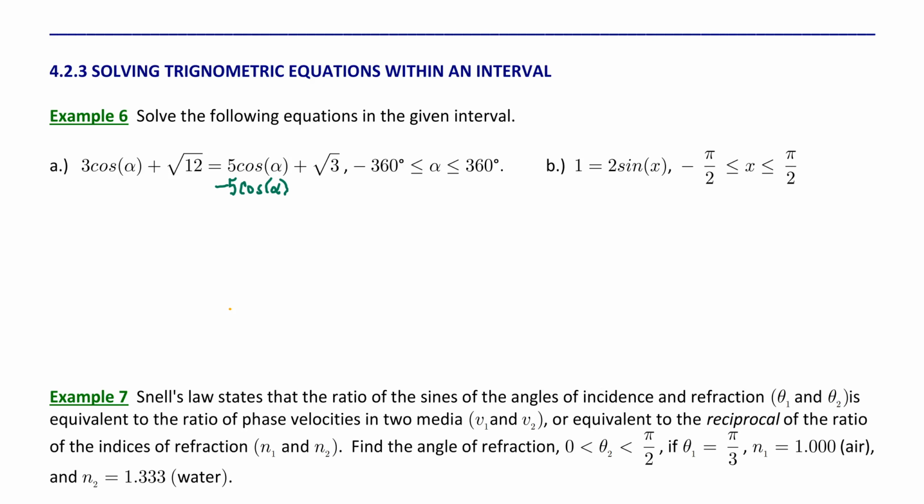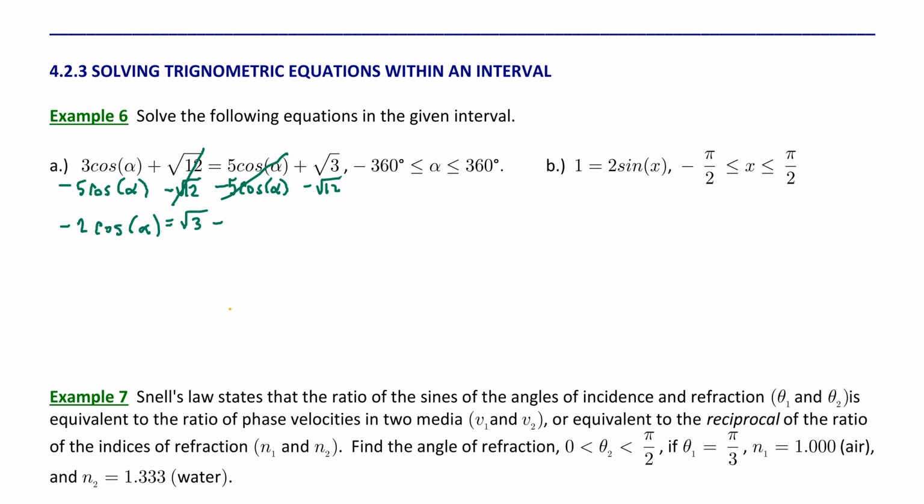So I'm going to combine both of our cosine of alpha terms on one side by subtracting 5 cosine of alpha from both sides. In addition, I'm going to combine all of our constants on one side by subtracting the square root of 12 from both sides. On the left side, you can see we have negative 2 cosine of alpha. And on the right side, we have square root of 3 minus the square root of 12.